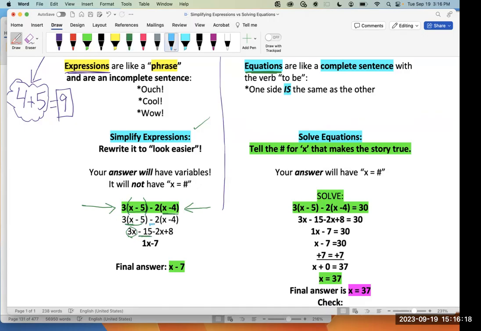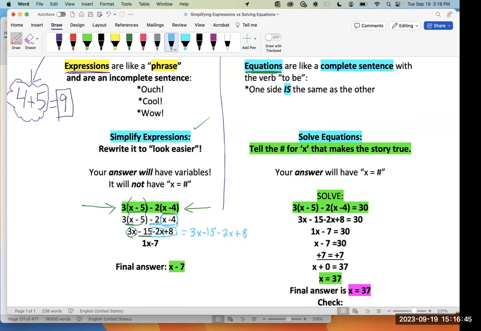Similarly, we have a negative 2 that's being distributed or multiplied by each term in the binomial x minus 4. So negative 2 times x becomes your minus 2x. Negative 2 times negative 4 becomes positive 8. So now what you're looking at is 3x minus 15 minus 2x plus 8.